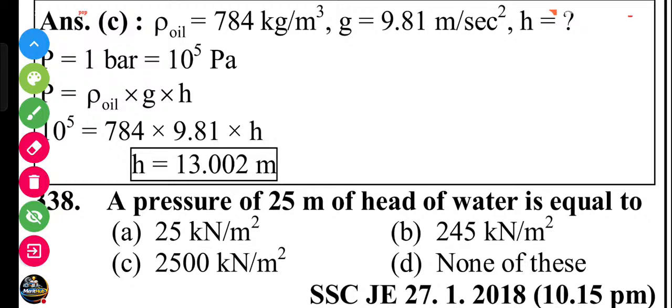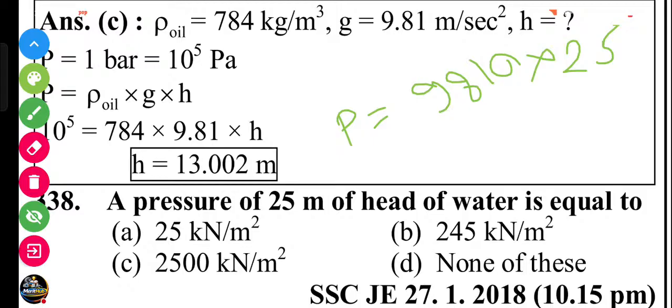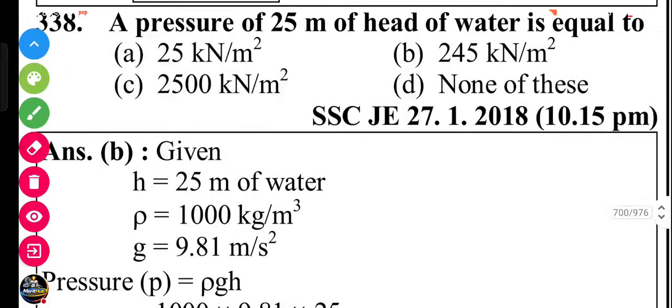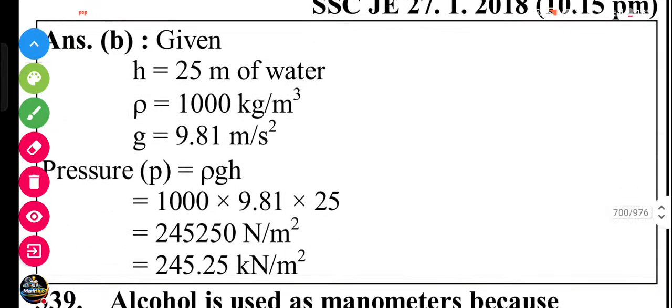Next question. A pressure of the 25 meter of the head of the water is equal to P equal to ρgh. ρg is the specific weight of the water, 9810 into 25. You can calculate this, you can get the answer. Let's check the answer. B is the answer, 245 kilo Newton per meter square. 245.25 kilo Newton per meter square.